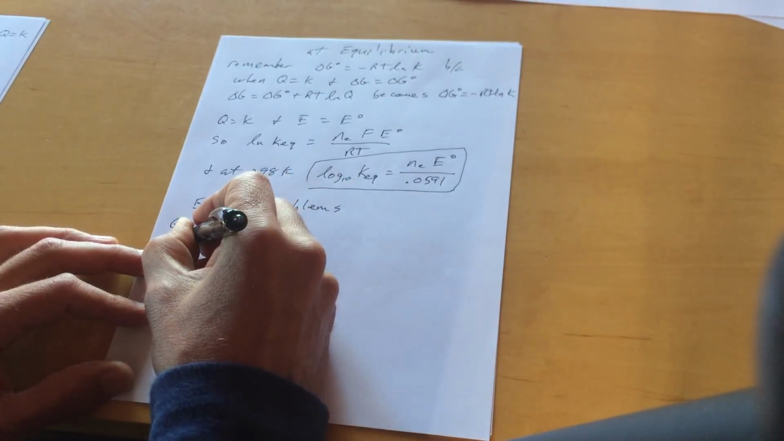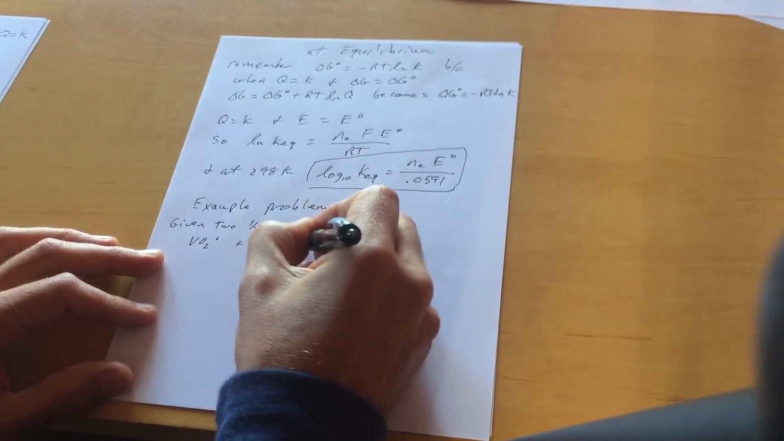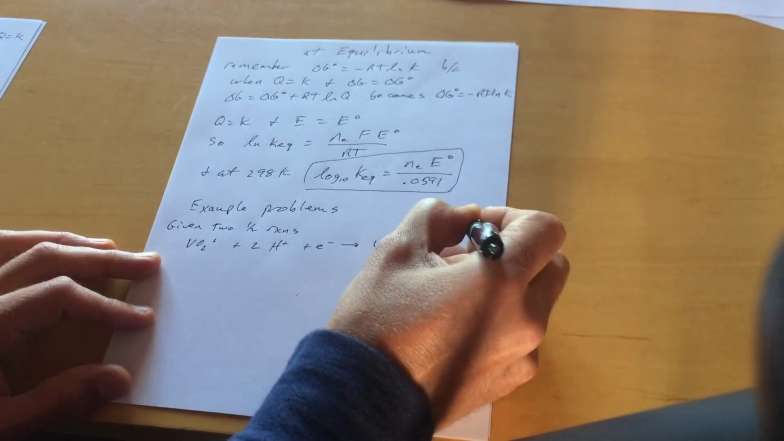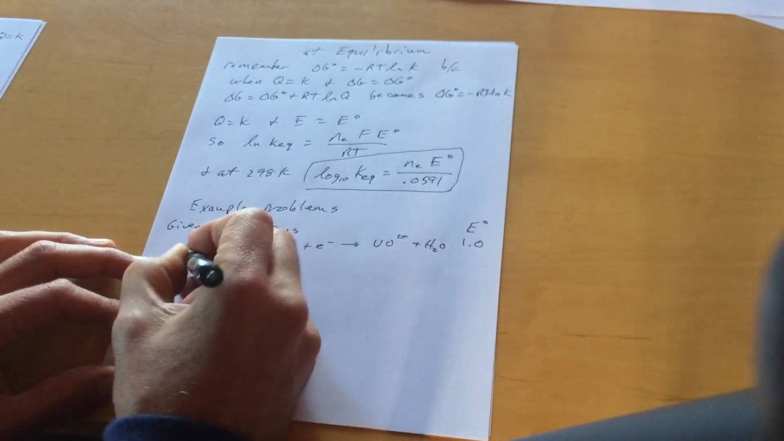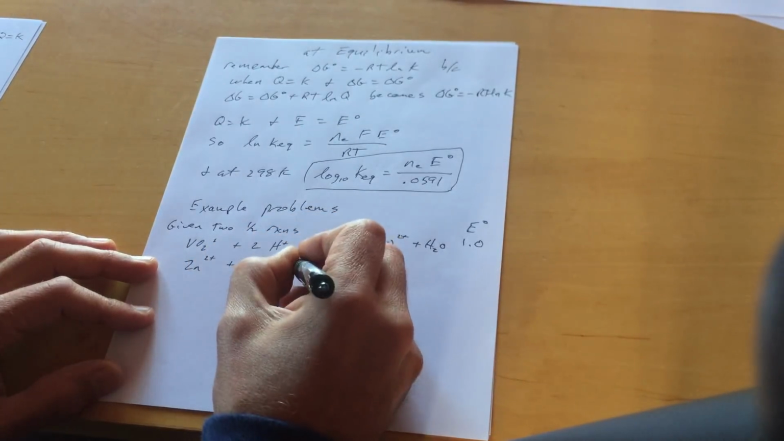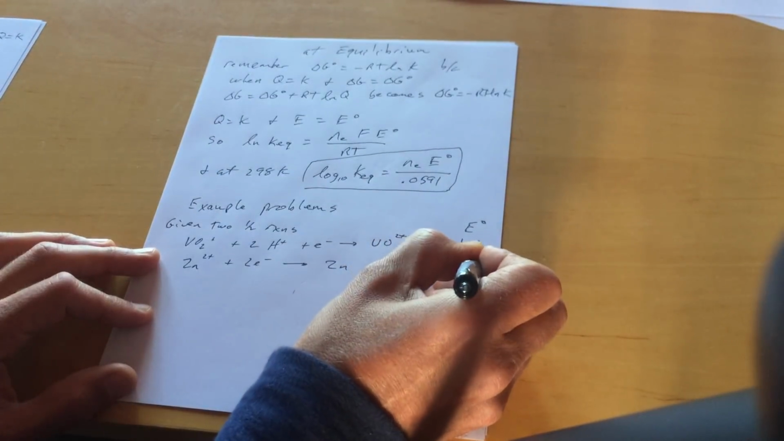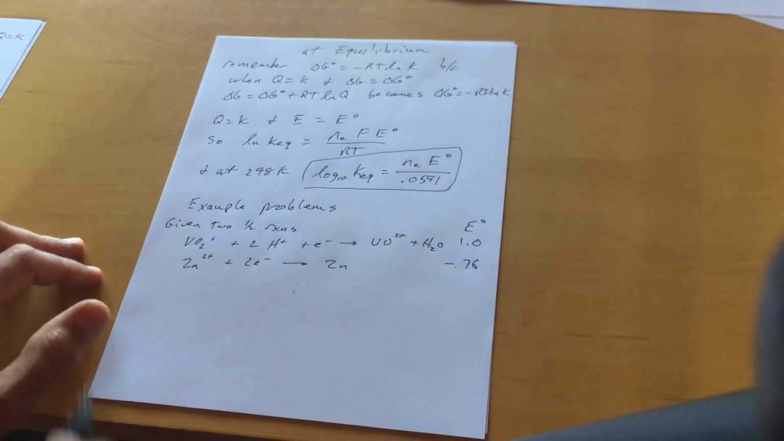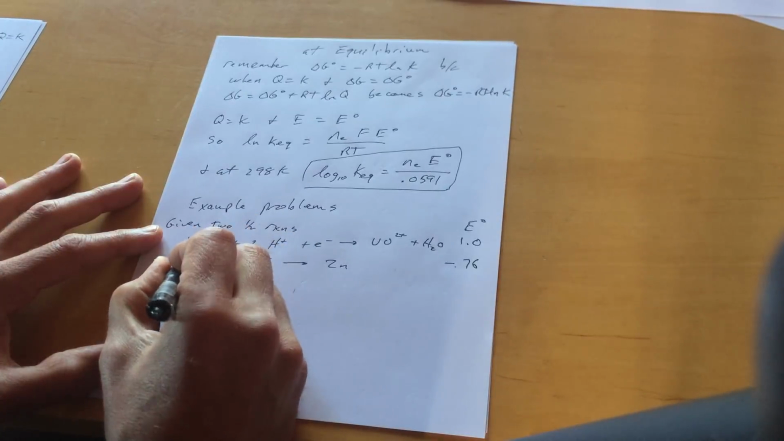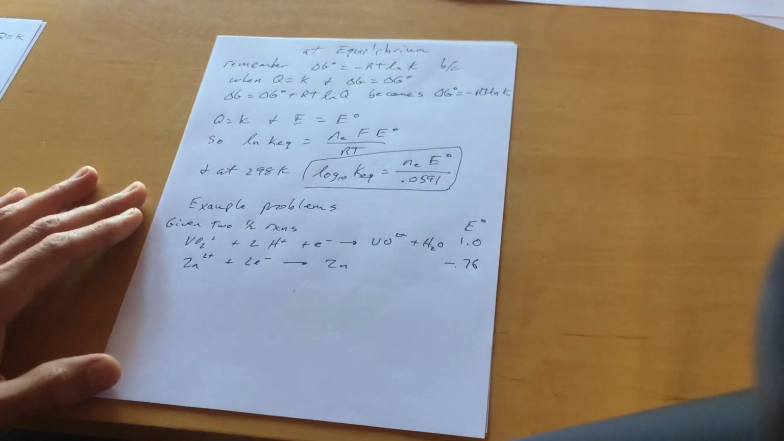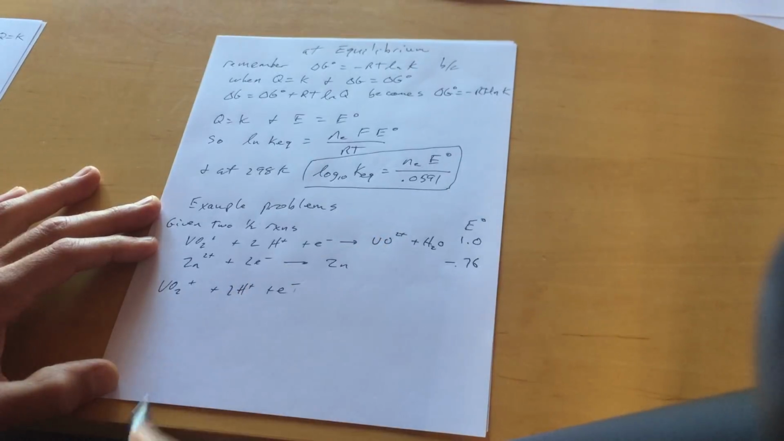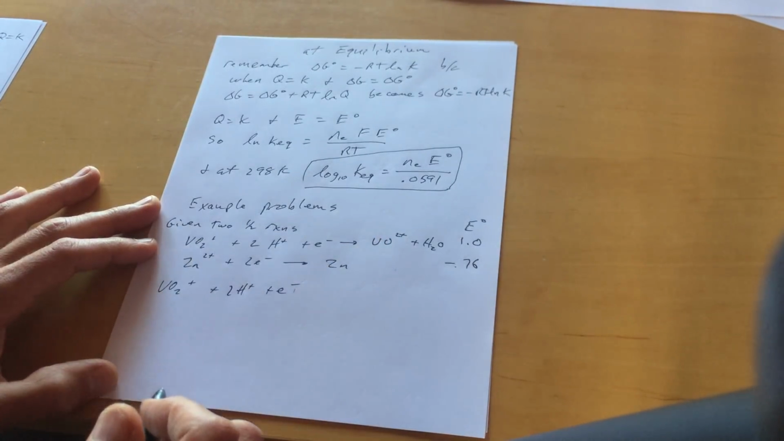half reactions. One of them is VO2+ + 2 H+ + an electron goes to VO2+ + H2O, and the E0 value is 1.0. And the second one is Zn2+ + 2 electrons gives you Zn, and that's minus 0.76. So we have to combine those two in order to get a positive E of the cell, and you can see that this lower one is going to need to be flipped over because that's going to be the oxidation. You can also see that the top reaction needs to be multiplied by 2.